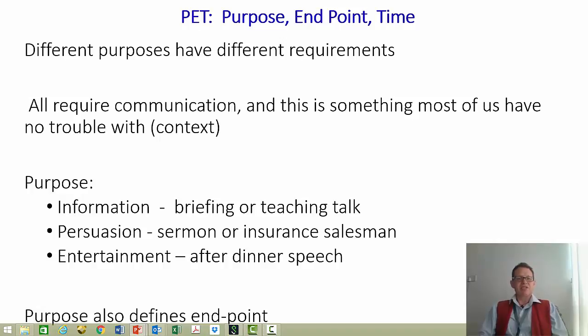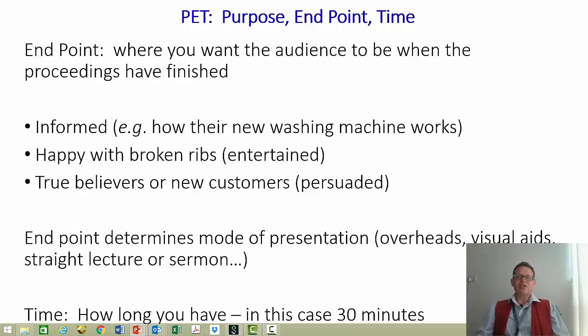So, the type of purposes we've already discussed: information, a briefing, a talk, a lecture, persuasion, or entertainment. Now, depending on which of these is your purpose, that defines your endpoint. After you have done whatever it is you're going to do, the endpoint is where you want your audience. You want them informed, and if it's a teaching or a briefing talk, maybe a technical briefing, how their washing machine works or whatever in some detail. If it's entertainment, you want them happy, you want them laughing, preferably with broken ribs, so that they've been entertained. Or if you're trying to persuade, you want new customers or true believers or whatever it is that that meeting is about.